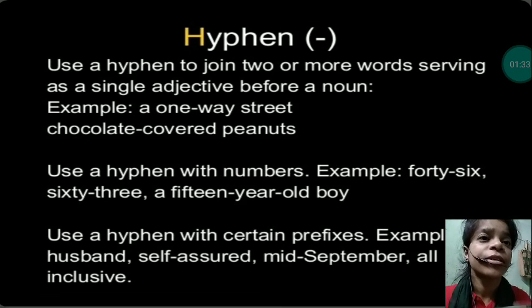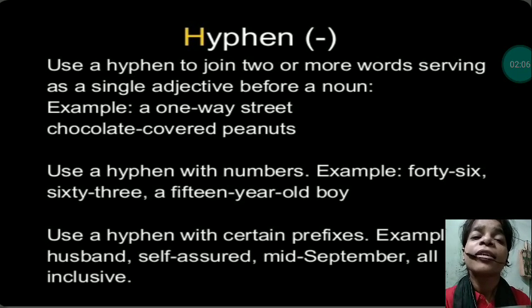Next one is the hyphen. We use a hyphen to join two or more words serving as a single adjective. In the comma video I told you that when two adjectives are there for the same noun, we separate those adjectives using a comma. But if those two adjectives are acting as one, working as one adjective, then we use a hyphen there. Like a one-way street. What kind of street? The street is one way.